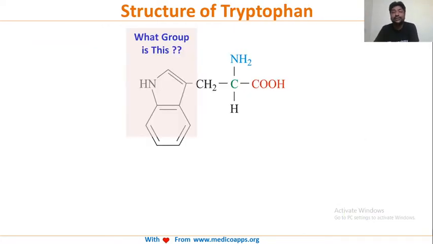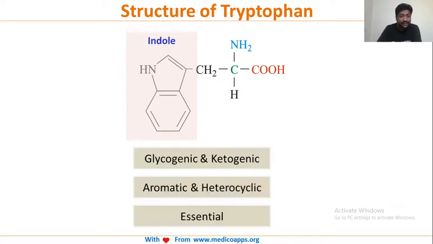Let's look at this group. This is the structure of tryptophan. Can anyone tell me the name of this group, this structure which we are seeing here? Very important group. A lot of questions have been asked on this group. Good, Nivas. Very good. What is the name of this group? Quickly. So basically this is an indole group.